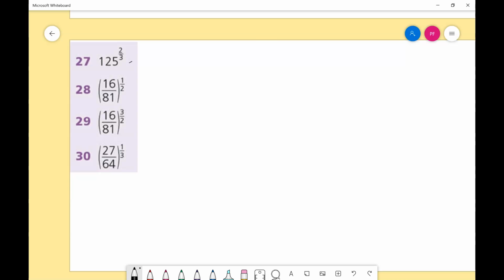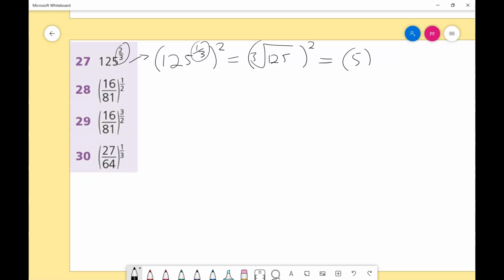Okay, so I got 125 to the power of 2/3. So we got a fraction here. As I said before, I like to put the fraction part first and the number outside. So 1/3 means the cube root. What multiplied by itself 3 times would give us 125? Well, that's 5. And then 5 squared is 25.